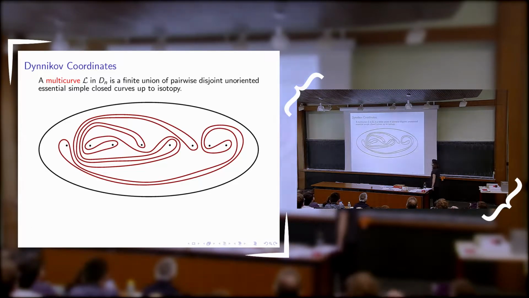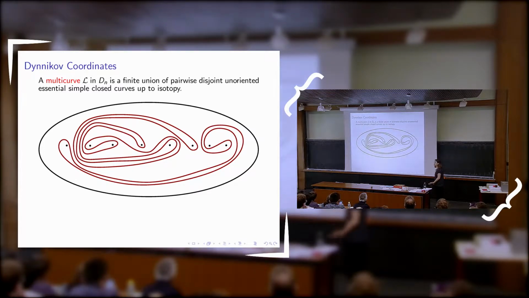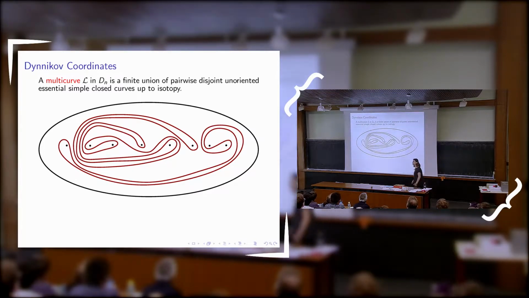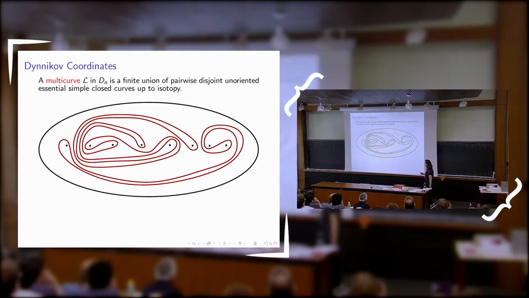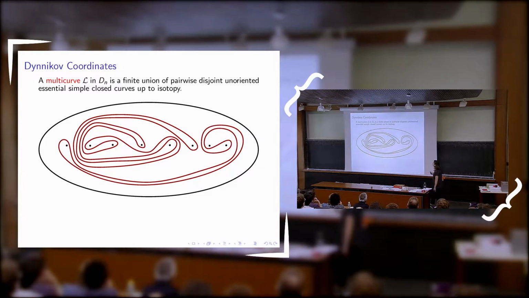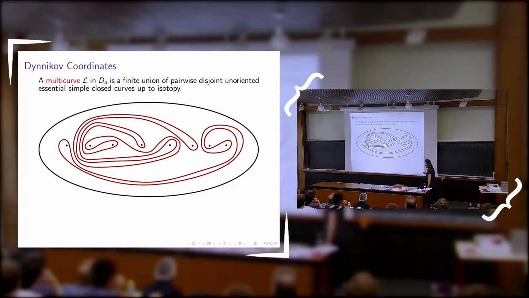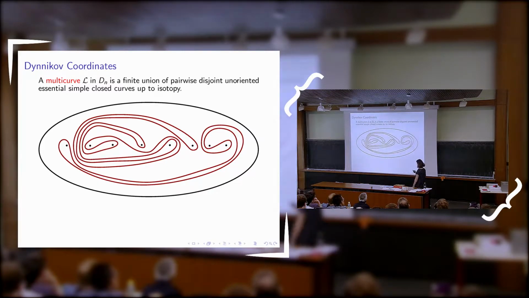Okay. So we have a multicurve that's a disjoint union of essential simple closed curves up to homotopy. And essential here means that we don't have any curve which bounds a puncture or which is boundary parallel. So this is an example of a multicurve on the, well, in this case we have 1, 2, 3, 4, 5, 6, 7, 8 times punctured disk. And we take a standard model of the punctured disk where the punctures are aligned on the horizontal diameter of the disk. This is our model.